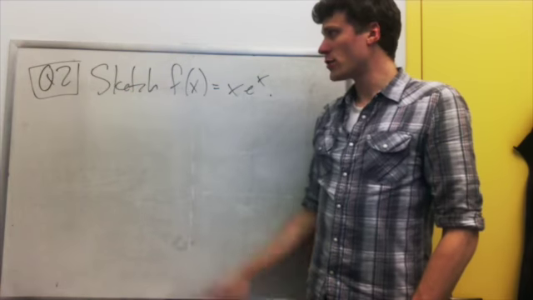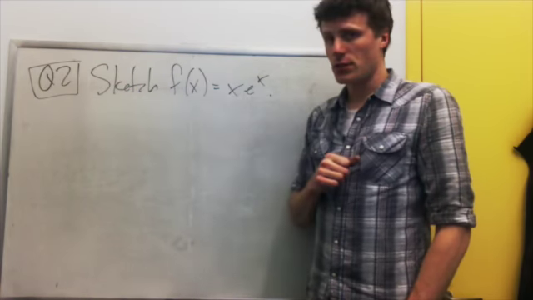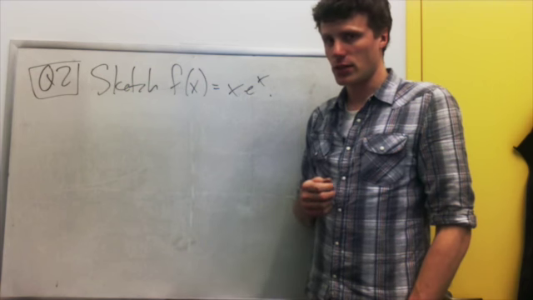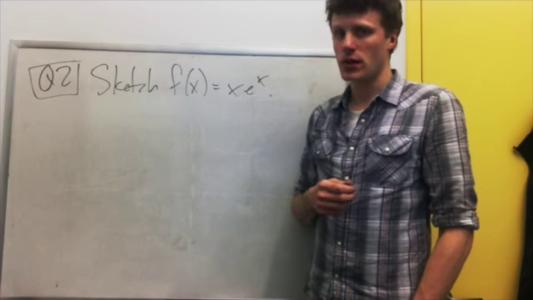Okay, so here is question 2. Sketch f of x equal to e to the x. Follow all the steps that I suggested in the problem of e to the x over x squared.